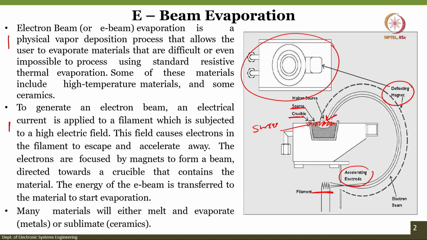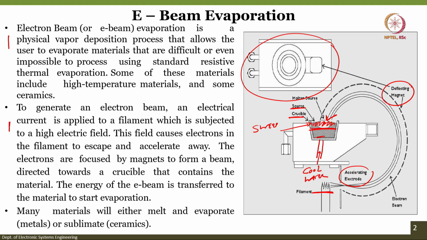Electrons are focused by magnets to form a beam directed towards a crucible that contains the material, as you have seen here. In this case, the energy of the electron beam is transferred to the material to start evaporation. Many materials will either melt, evaporate or sublimate. Because the electron beam generates a lot of heat, on the back side of this particular crucible we use cool water to keep the crucible cooler compared to the source material.